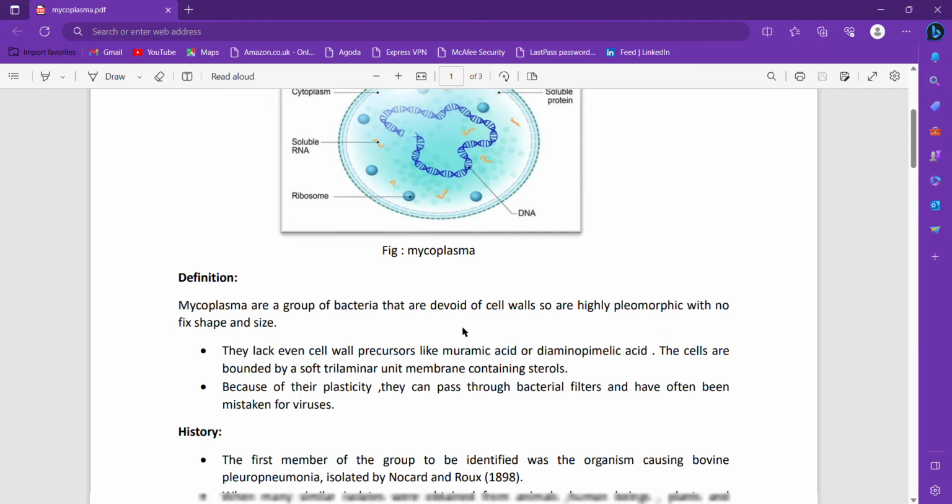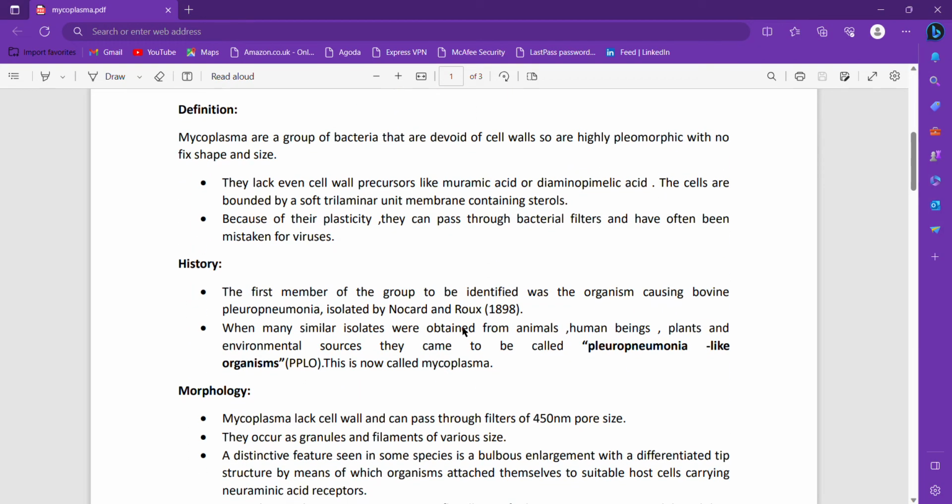So let's come to the definition of mycoplasma. Mycoplasma are a group of bacteria that are devoid of cell walls, so they are highly pleomorphic. Pleomorphic means they can change their shape and can pass through different filters, and they have no fixed shape and size. They lack the cell wall precursors like muramic acid and diaminopimelic acid, and the cells are bounded by a soft trilamellar unit membrane containing sterols.